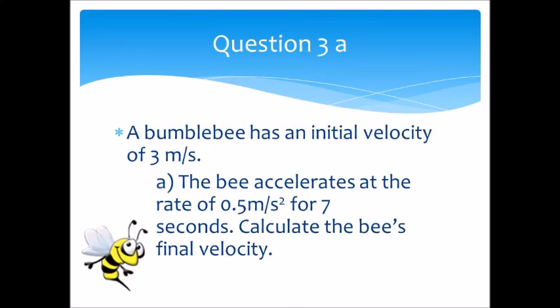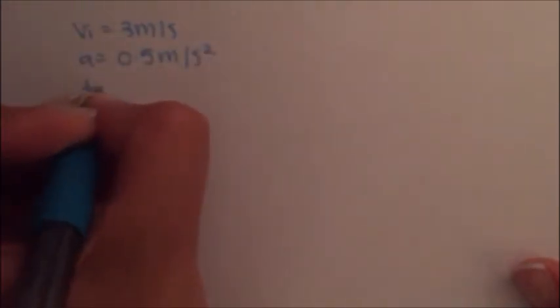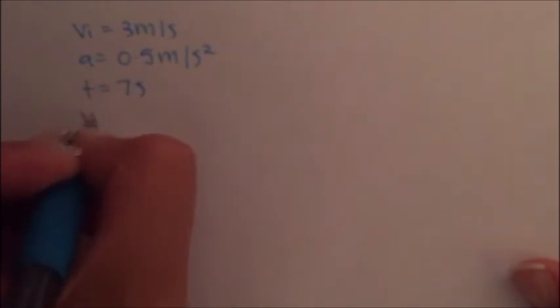Question 3. A bumblebee has an initial velocity of 3 meters per second. Part A. The bee accelerates at the rate of 0.5 meters per second squared for 7 seconds. Calculate the bee's final velocity. Okay, for this one, we know that the initial velocity is 3 meters per second. The acceleration is 0.05 meters per second squared. The time is 7 seconds, and the final velocity is what is unknown. That's what we're solving for.